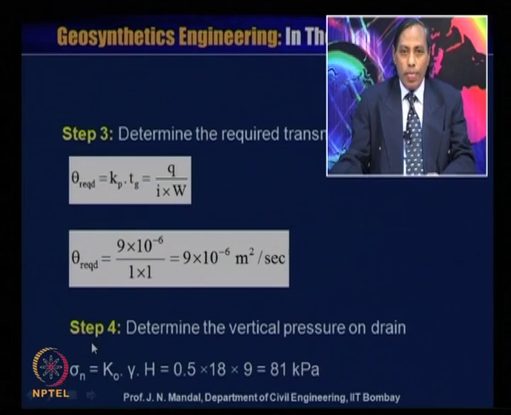Now, step 4 is to determine the vertical pressure on the drain. You have to find out what the pressure acting on the wall will be. Here sigma n is equal to K0 gamma into H. K0 is considered 0.5, gamma is 18 and H is 9 meter. So, 0.5 into 18 into 9 means 81 kilopascal.